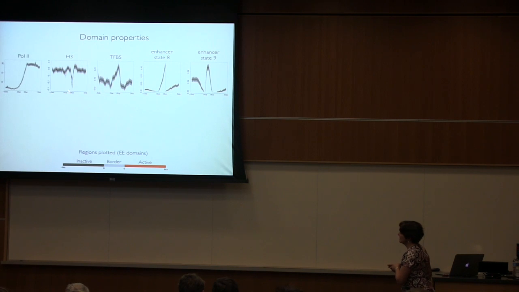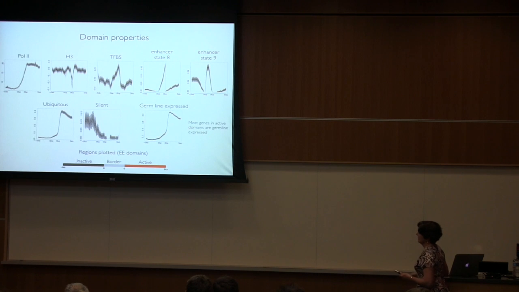We see histone H3 is depleted at the transitions from active to border and border to inactive. Very strikingly, we see an enrichment for transcription factor binding sites and enhancer chromatin states in the border regions. And I'm going to come back to that in a few minutes.